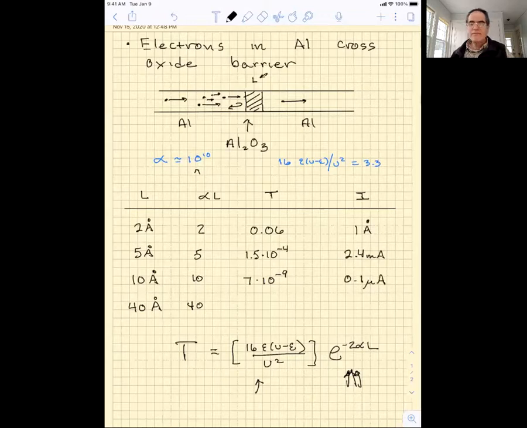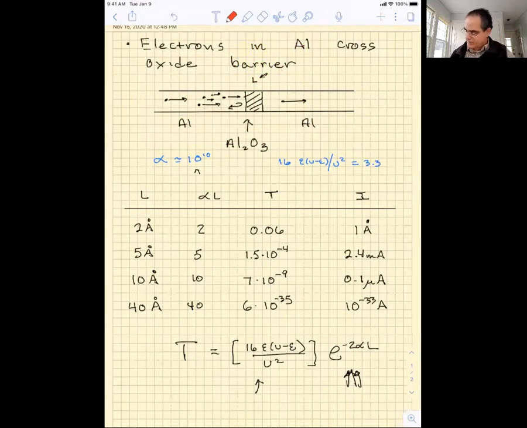And then if we had a 40 angstrom barrier, you can see things would be even much smaller, because then e to the minus 2 alpha L would be e to the minus 80, which is a very small number indeed. It's about 2 times 10 to the minus 35. And so the transmission probability is only 6 times 10 to the minus 35. Okay?